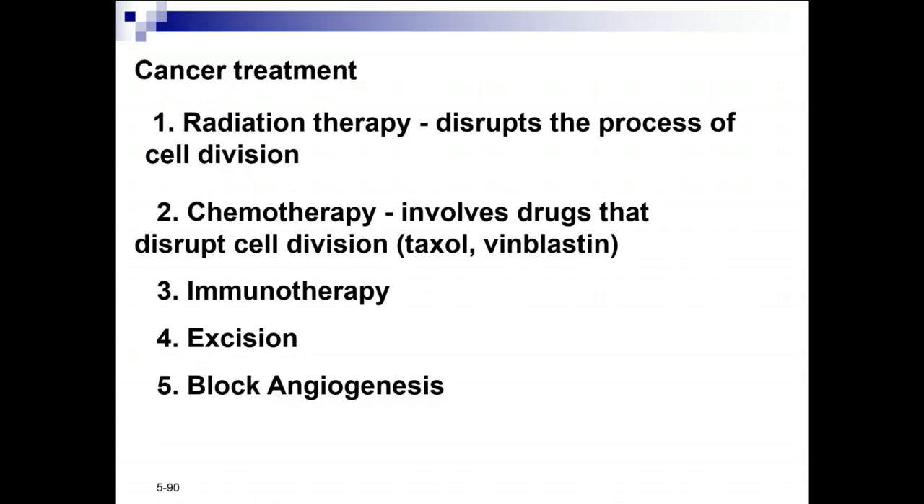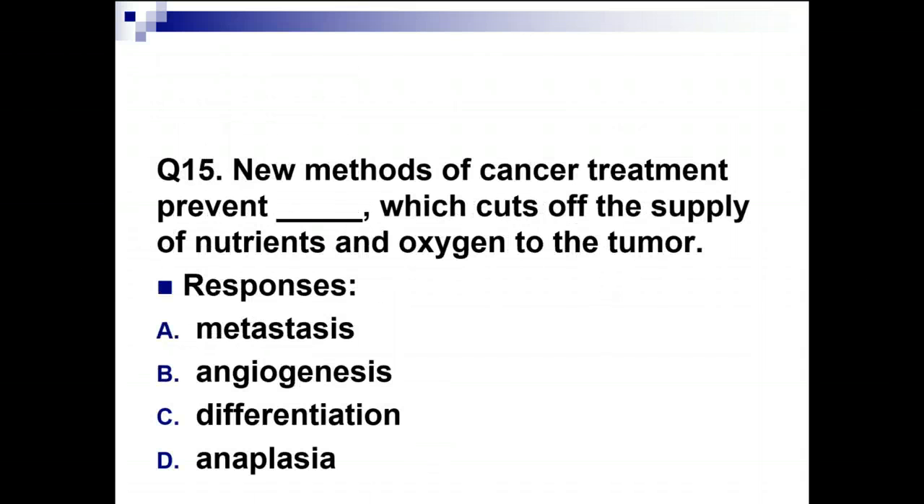Another strategy is to block angiogenesis. Angiogenesis is where new blood vessels form. Cancer cells will often secrete chemicals that cause blood vessels to form when they weren't there before, or to increase in number, thereby feeding the tumor. If you can block the formation of these blood vessels, you can starve the tumor cells and they will die.